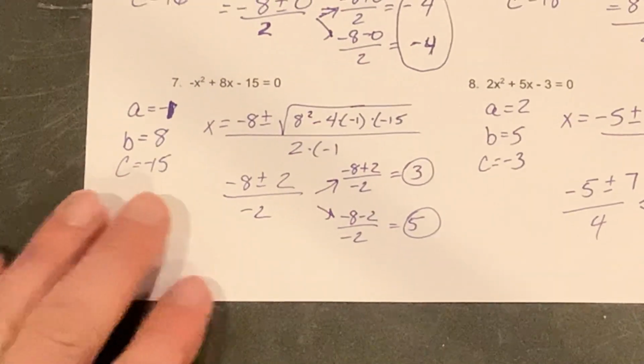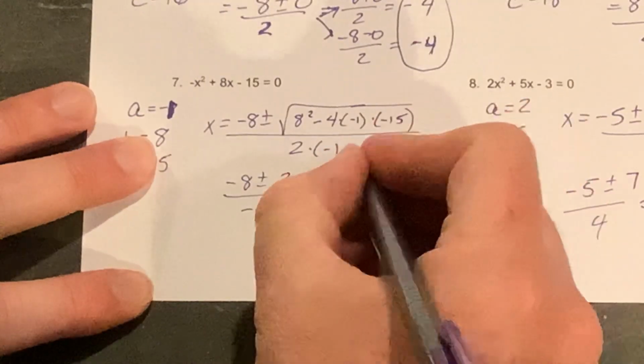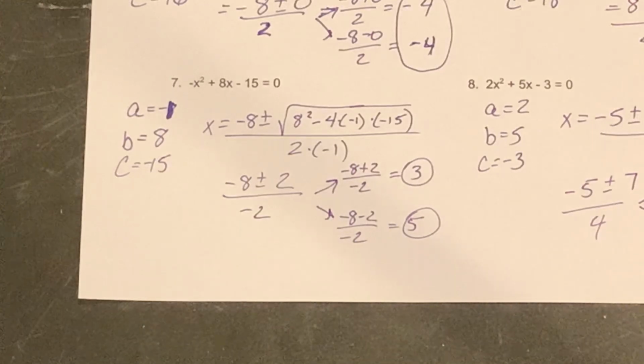Next year. Number 7 rather, A is negative 1, B is 8, and C is negative 15. So you get negative 8 plus or minus the square root of 8 squared minus 4 times negative 1 times negative 15, all over 2 times negative 1. Forgot to close those parentheses. The radical gets you 2. So negative 8 plus or minus 2 over negative 2. Negative 8 plus 2 is negative 6. Negative 6 divided by negative 2 is positive 3. And the other answer, negative 8 minus 2 is negative 10. Negative 10 divided by negative 2 is positive 5.